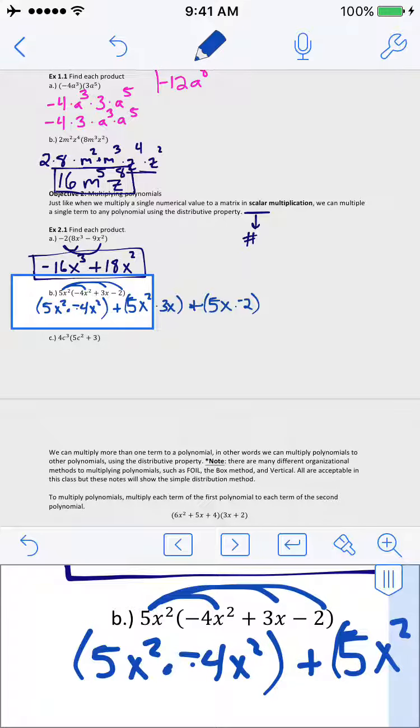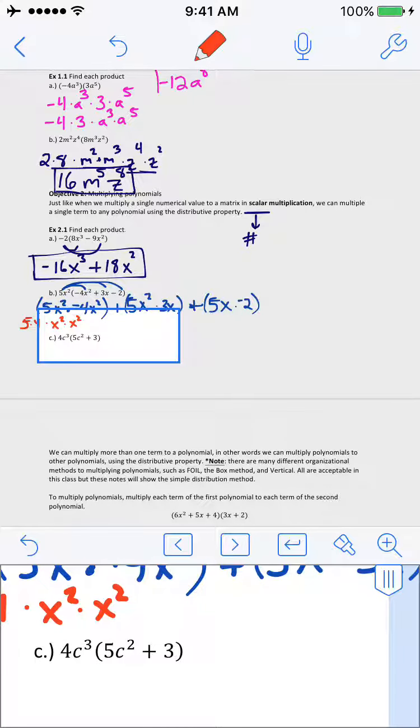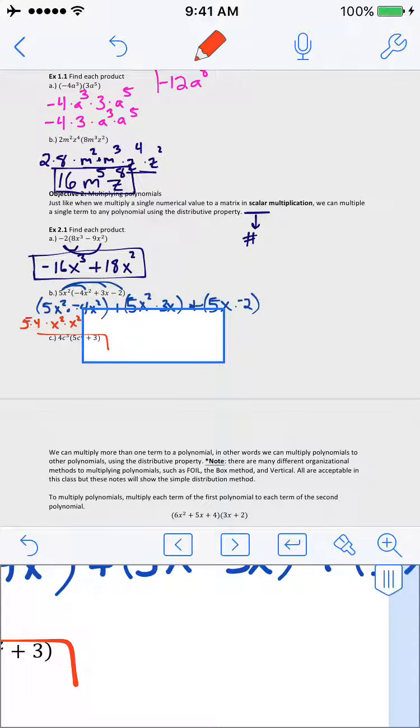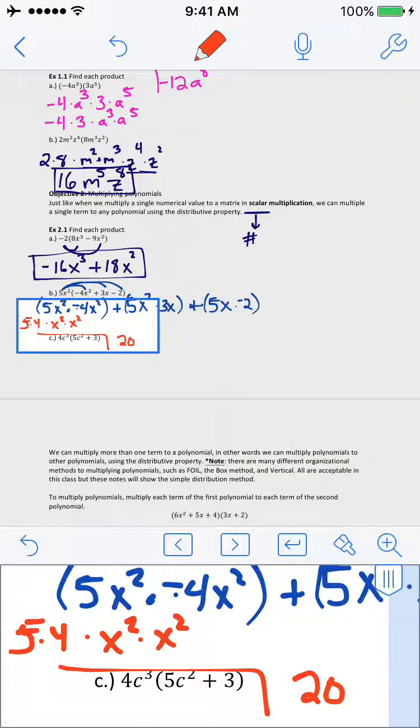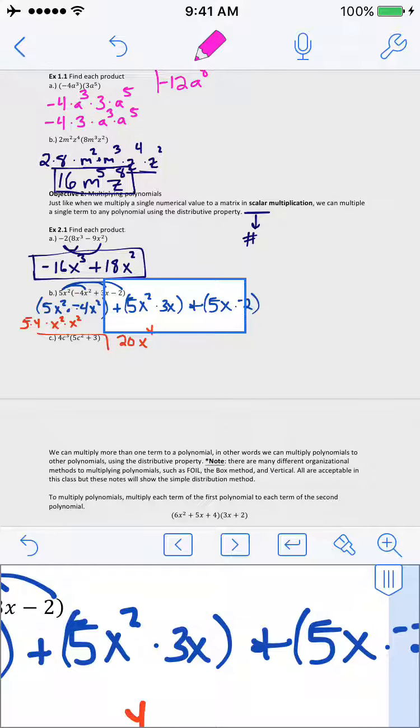We'll start with this first one. I can rearrange it a little bit. I've got 5 times 4 and x squared times x squared. That gives me 20, and then I add those 2 exponents together, x to the 4th will be my first term, right? I'll do it again for the second term.